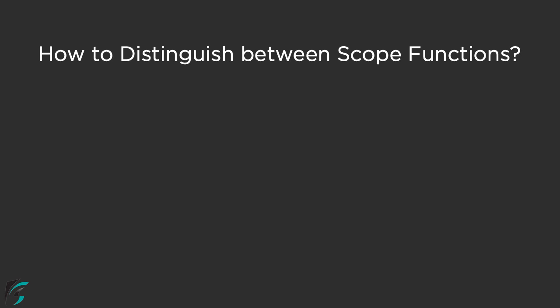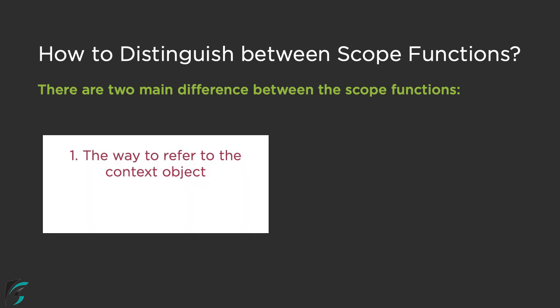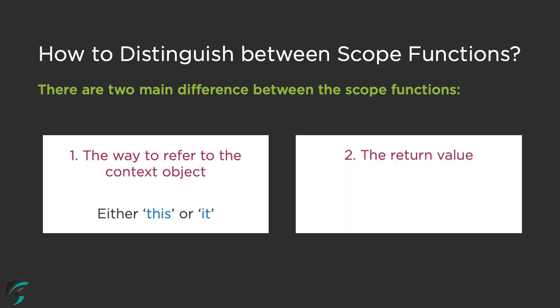What are the criteria? Well, there are two main differences between each scope function. The first one is the way to refer to the context object, and this is done using either the this keyword or the it keyword. I hope you are aware of these two keywords. The second difference lies in the return value of the function. Well, these functions either return the context object or the lambda result. Well, don't worry, we will discuss what they are in our demo. For now, don't worry about it.